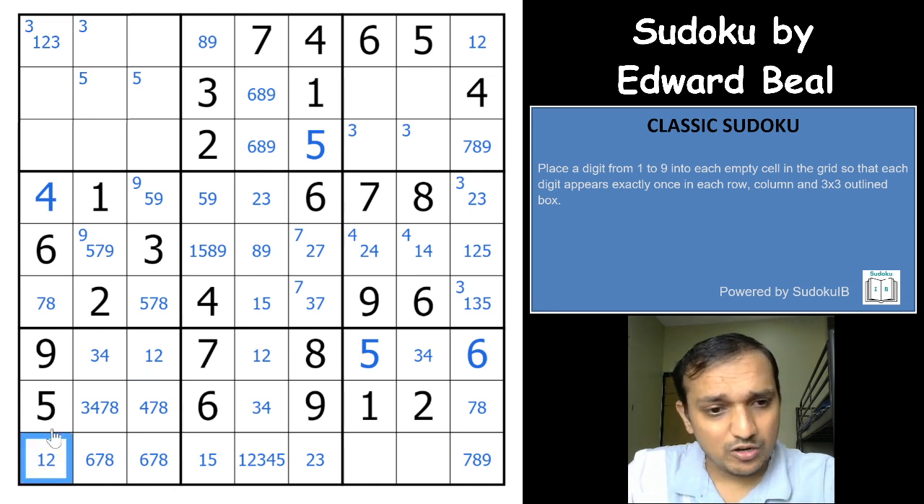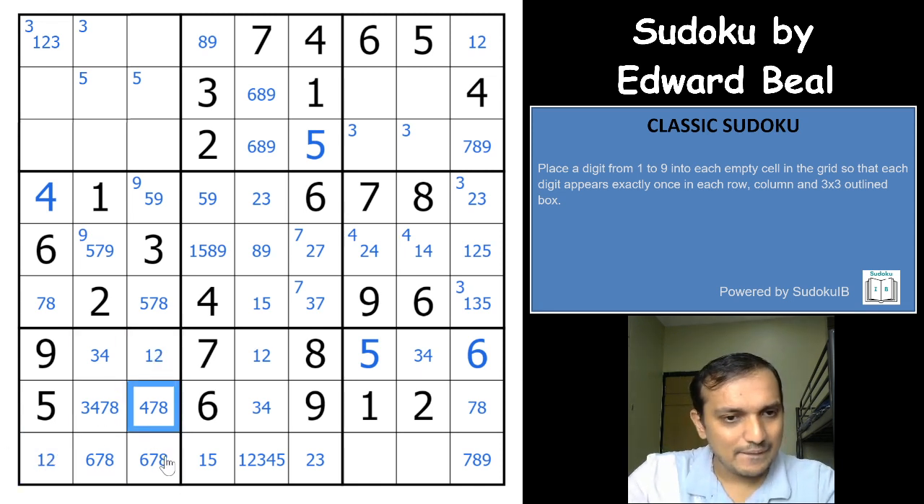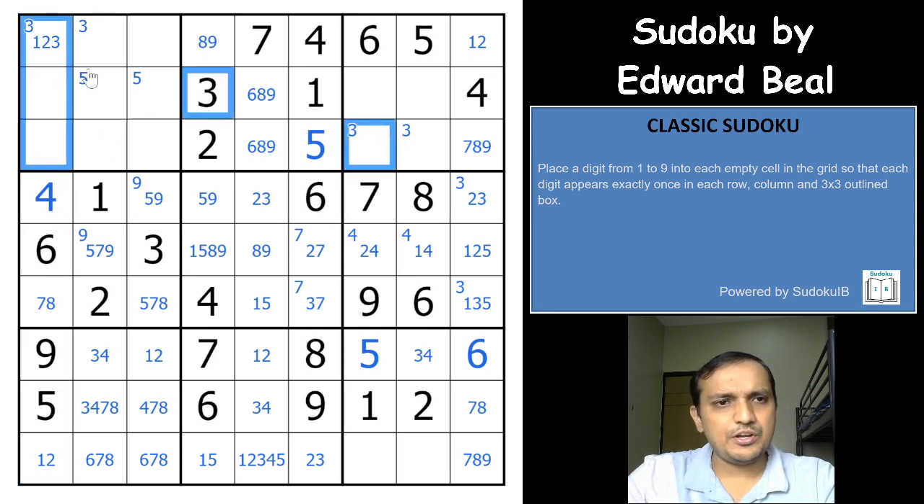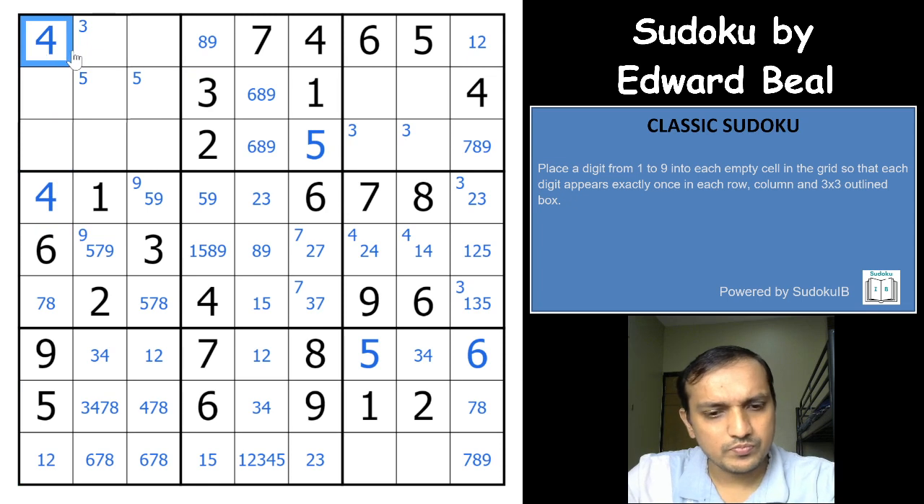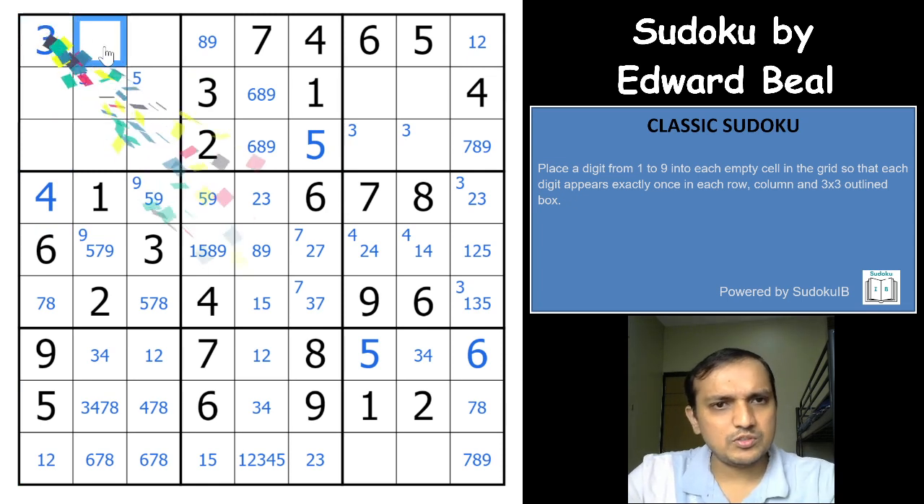you have a hidden pair of 1 and 2 in box 7. But is that helping us? 3 4 6 7 8. You have a hidden pair of 1 and 2 that eliminated 3 from this cell. So 3 has to be in one of these 3 cells. Oh, you have a pointing of 3. So this is 3 now. Eliminates 3 from this cell.